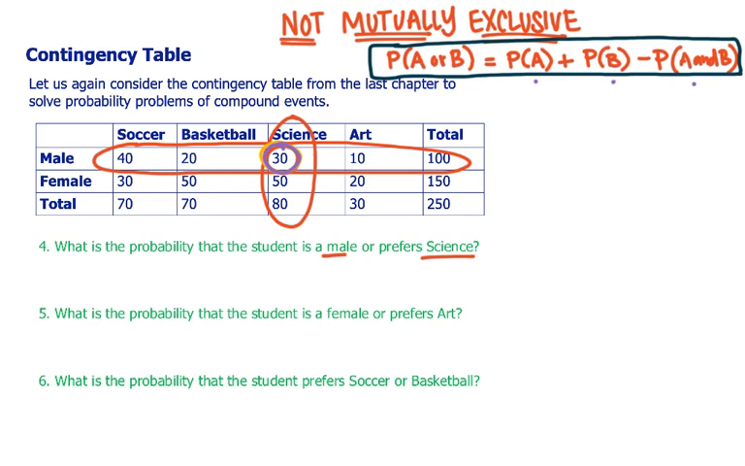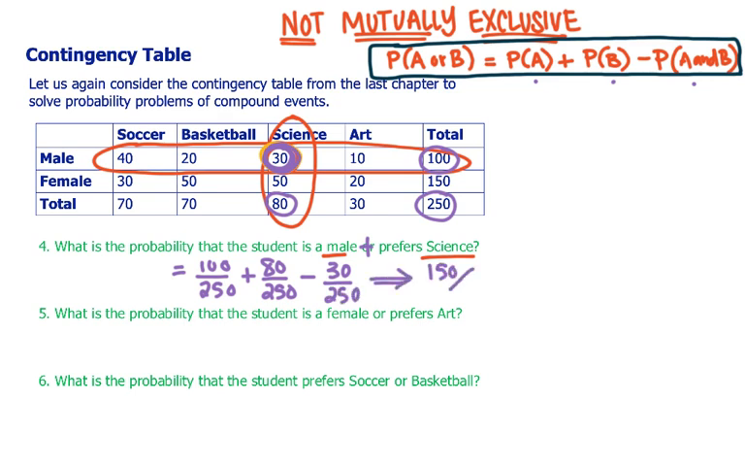So let's do this example. Probability that they are male or prefers science. So the males are 100 out of 250. The probability that you prefer science, so this or, is 80 out of 250. The problem is, in this case, I counted these people twice. So I must subtract them so I don't double count, and then we will get the final probability, which is 150 out of 250, which is 60%.